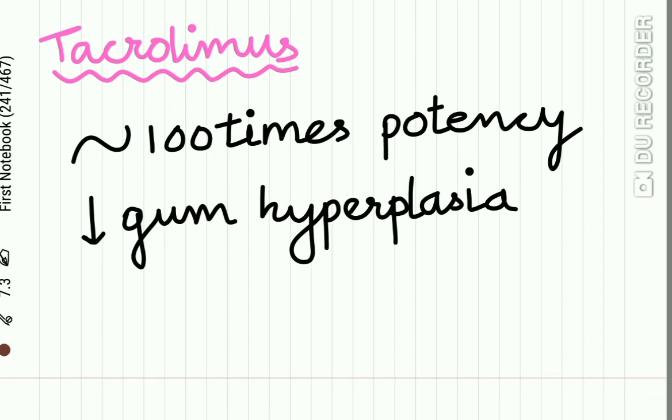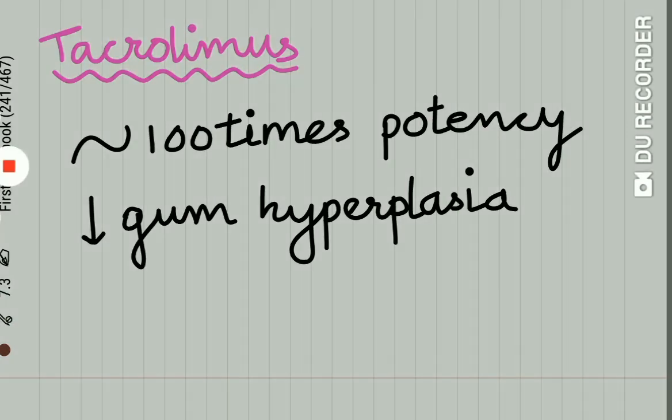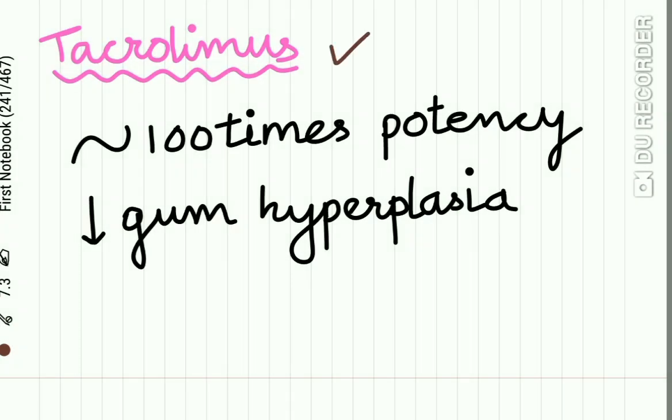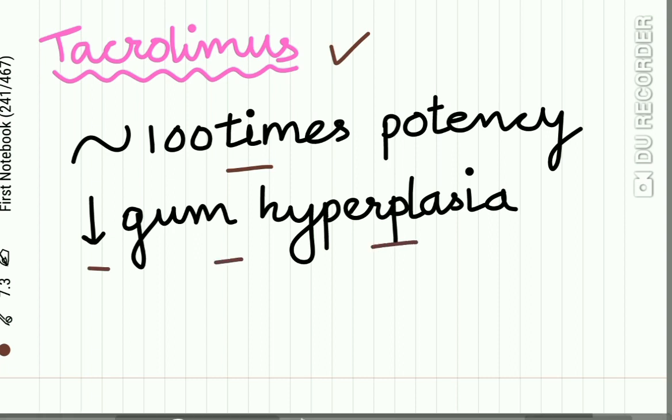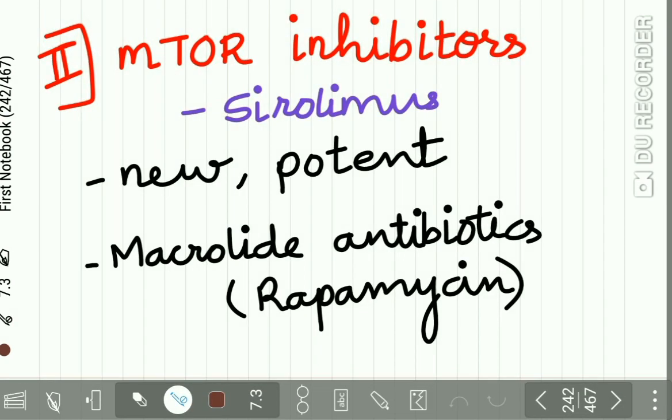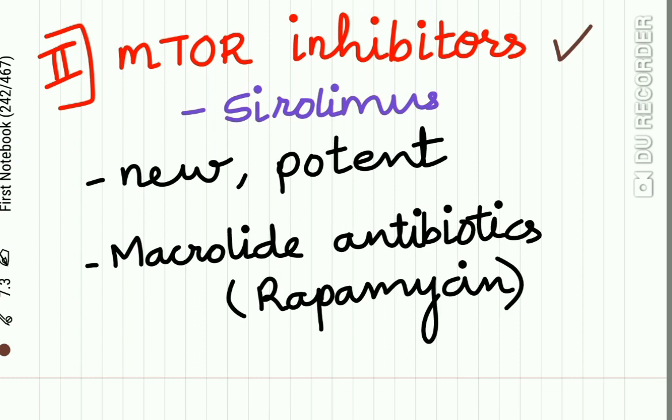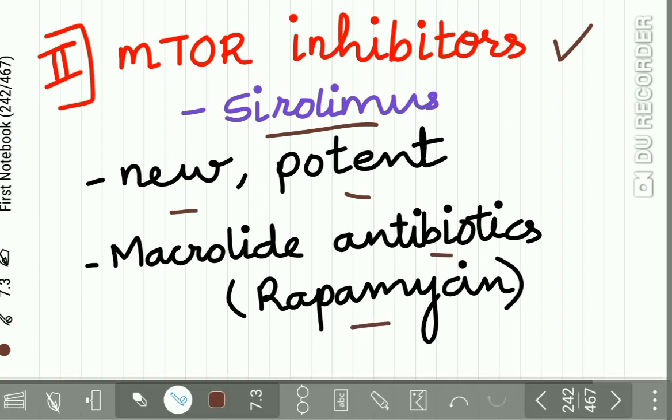Now, the second kind of calcineurin inhibitor is Tacrolimus, which is 100 times more potent than cyclosporine, and it also does not cause any gum hyperplasia. The second group of the immunosuppressant drugs are the mTOR inhibitors, which include sirolimus. Now, sirolimus is a new and more potent drug, and it is a macrolide antibiotic known as rapamycin.